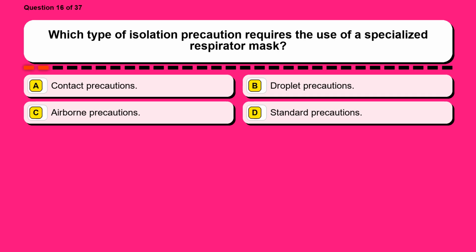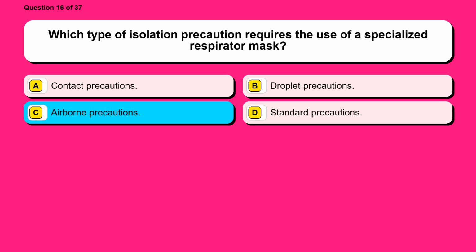Question 16. Which type of isolation precaution requires the use of a specialized respirator mask? Option A, contact precautions. Option B, droplet precautions. Option C, airborne precautions. Option D, standard precautions.